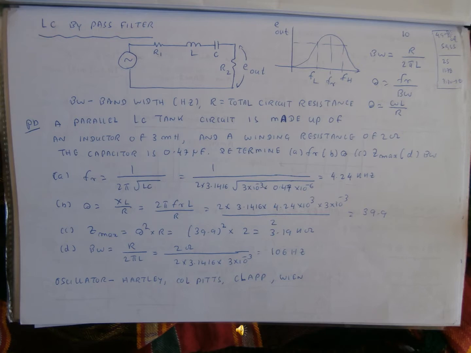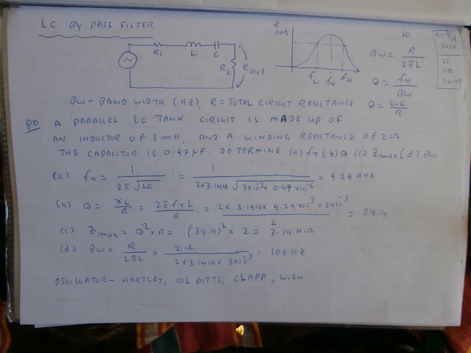Firstly, we calculate the resonant frequency FR equal to 1 divided by 2π square root of LC. So that will be 1 divided by 2 multiplied by 3.1416 multiplied by the square root of 3 multiplied by 10 to the power minus 3 multiplied by 0.47 multiplied by 10 to the power minus 6. So you get 4.24 kilohertz. And the quality factor Q is 2πFRL divided by R, so 2 multiplied by 3.1416 multiplied by 4.24 multiplied by 10 to the power 3 multiplied by 3 multiplied by 10 to the power minus 3 divided by 2. You get 39.9.